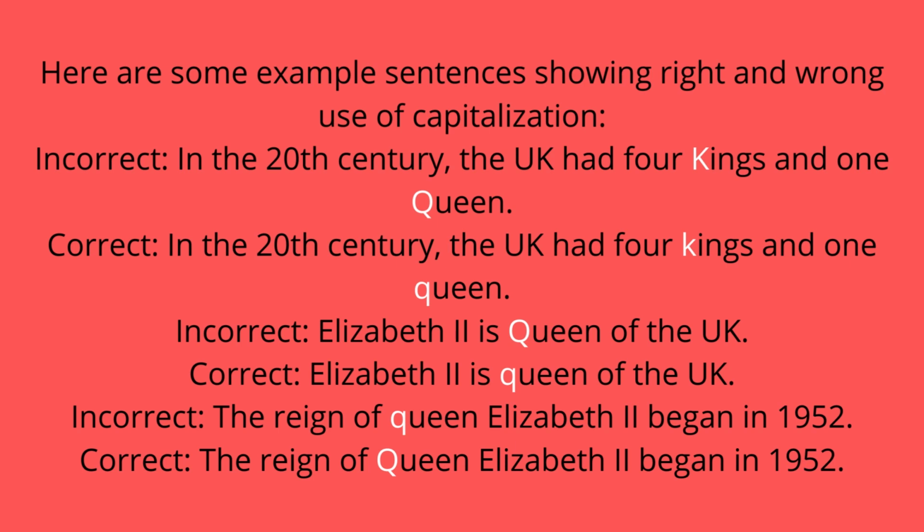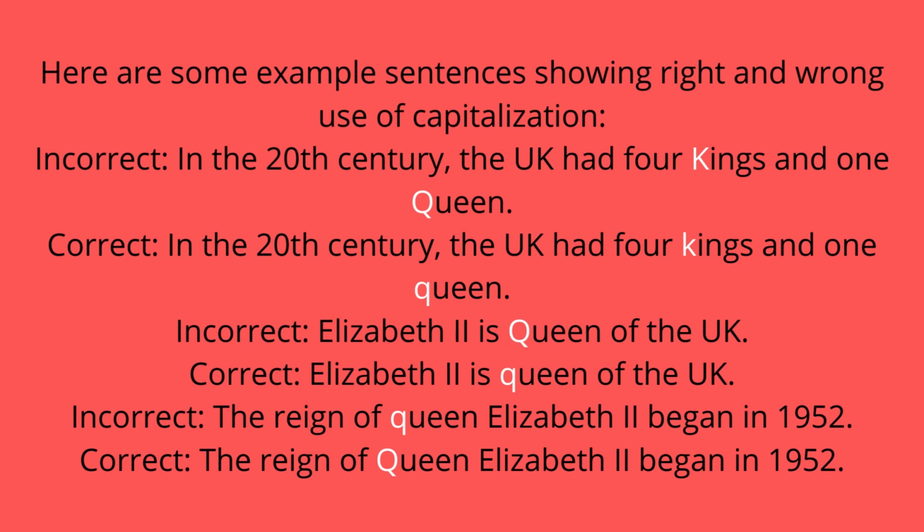Now let's see the second example. Elizabeth II is queen of the UK. Now the correction is that in the first incorrect sentence, Queen is written with the capital letter while it is to be written with the small letter. Now the third one is, the reign of queen Elizabeth II began in 1952. Here, what mistake have we done? We have written Q of queen with the small letter, but we have to write it with a capital letter because here it is specifically set for Queen Elizabeth, so the Q should be capital.